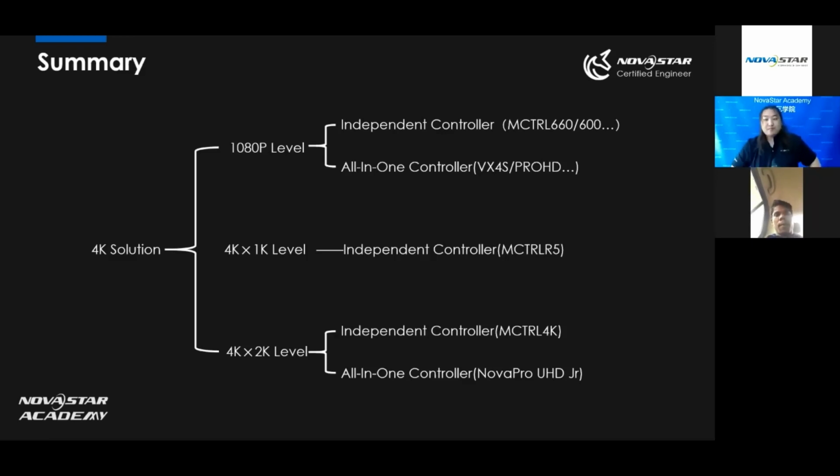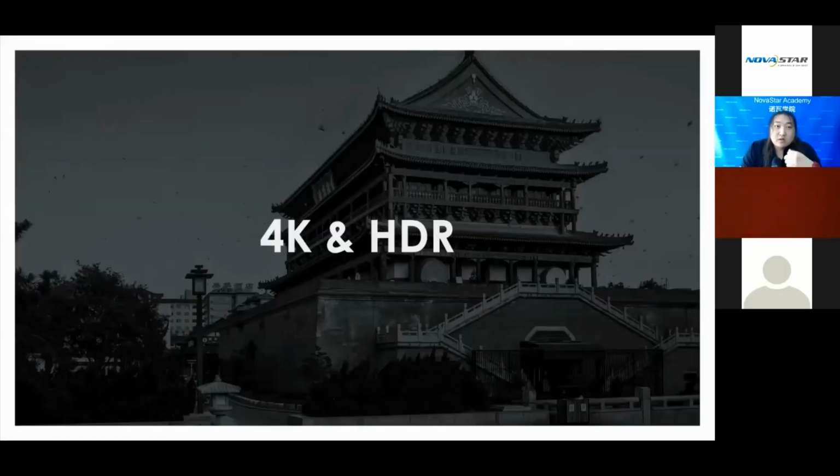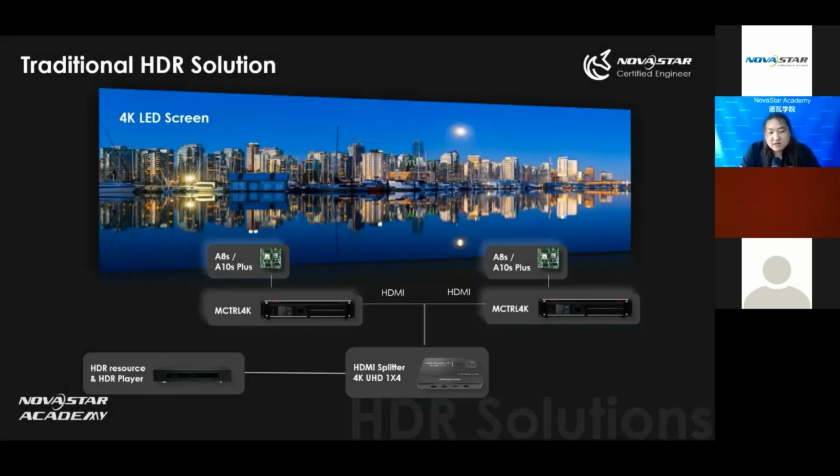All right, let's see what is next. After this 4K solution, what is the advanced thing? The 4K and the HDR, the high dynamic range. All right, what about the traditional HDR solution? The 4K LED screen should have the HDR because it will get a better display effect.